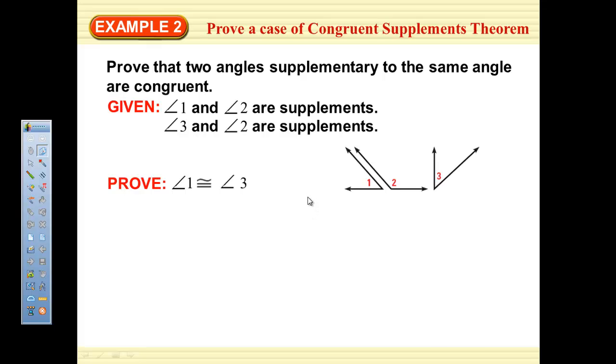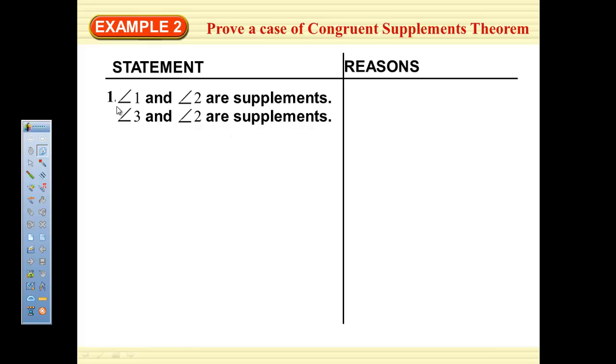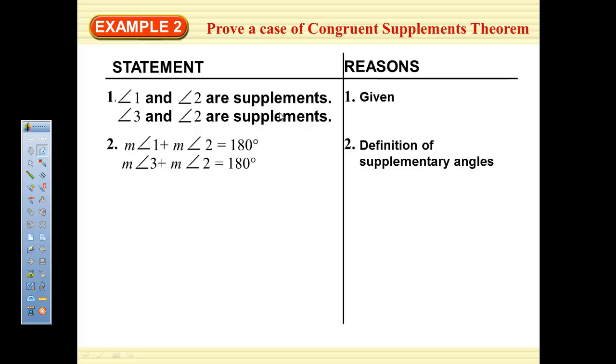We're going to do it using deductive reasoning with a formal proof. We start with what's given to us, and the reason is it's given. Then what we do is we write out what the definition of each of these is. If they're supplements, then they equal 180. So we can say 1 and 2 are equal to 180, and 3 and 2 are equal to 180. And the reason for that, again, we went from the name of something to what it means, so that is a definition. In this case, definition of supplementary angles.